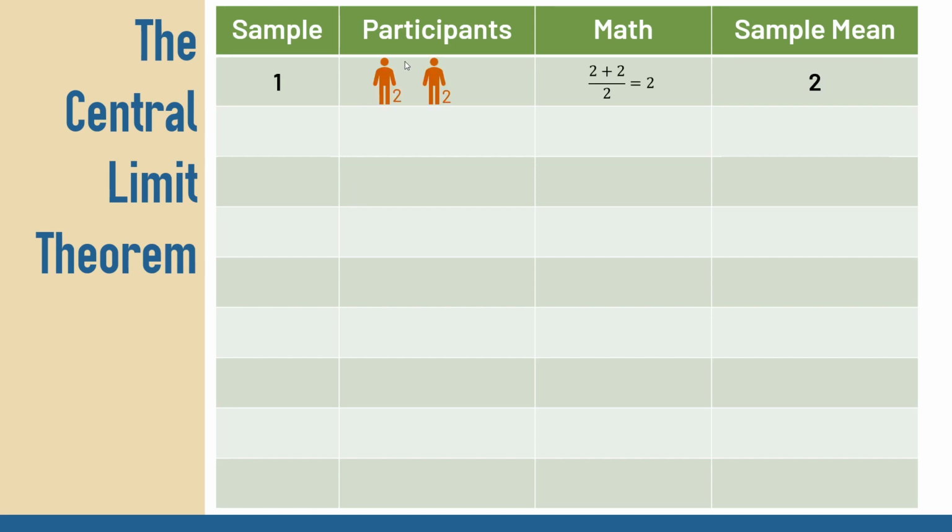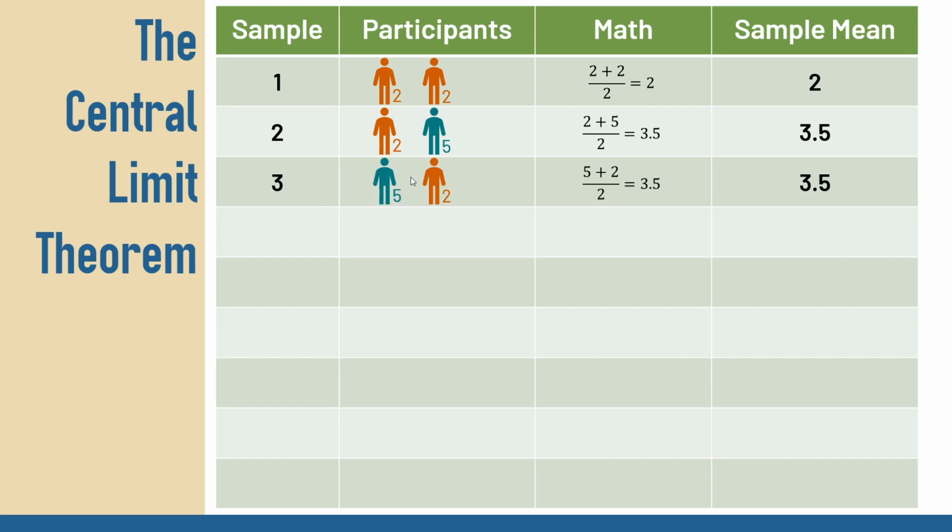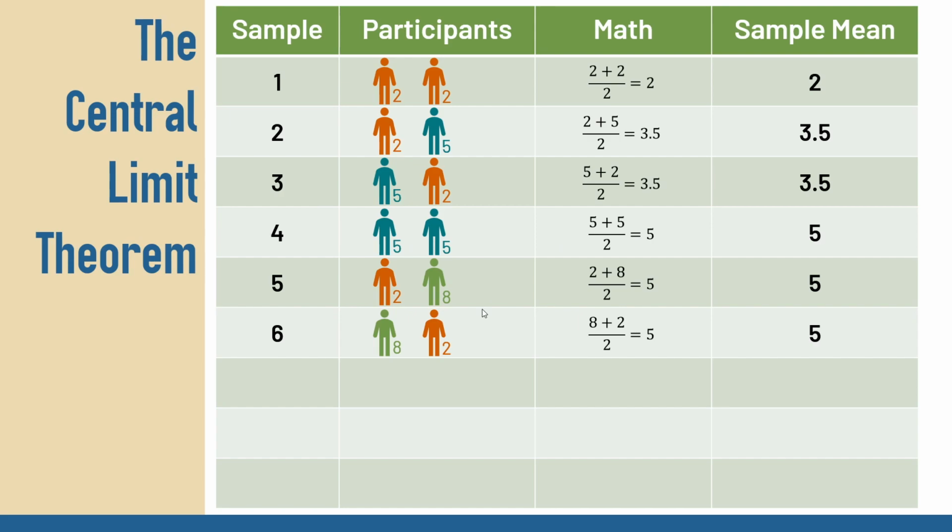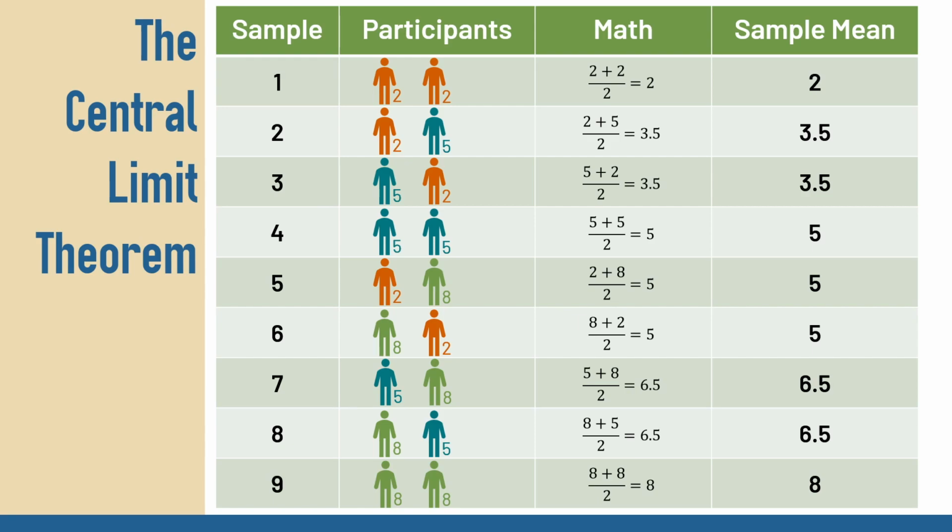So we could have 2 participants with scores of 2. In that case, their sample mean would be 2, right? Because 2 plus 2 over 2 is 2. We could have a sample that's 2 and 5. The sample mean there would be 3.5. If we select them in order, right, if order matters here, in this theoretical sample, 5 plus 2 is going to be 3.5 again. We could do the same thing with values that will lead us to sample means of 5. We'll have 2 sample means with values of 6.5, and then 1 sample mean with a value of 8.